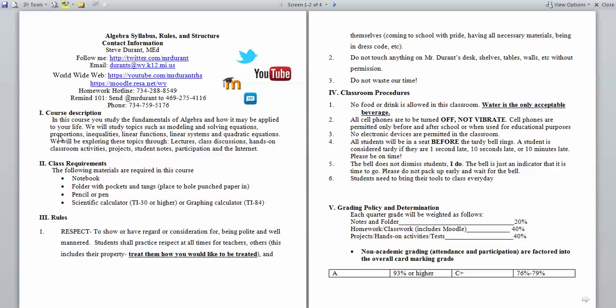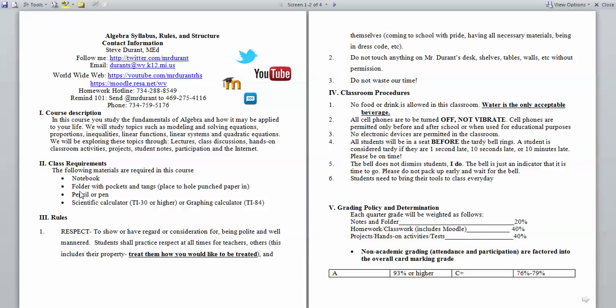So the course description says, in this course you will study the fundamentals of algebra and how it may be applied to your life. We will study topics such as modeling and solving equations, proportions, inequalities, linear functions, linear systems, and quadratic equations. We're going to be doing this through lectures, class discussions, hands-on classroom activities, projects, student notes, participation, and the internet.